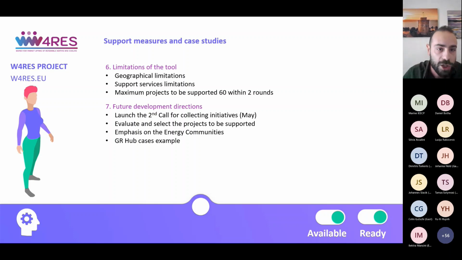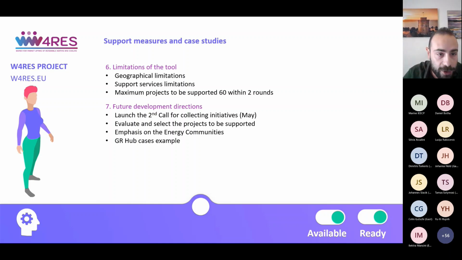By the end of the project, we are going to support a maximum of 60 projects within 2 rounds. Now we are currently in the first round and we are supporting so far 28 projects. That means that by the end of our project, we have to support 32 more projects across our 8 countries.